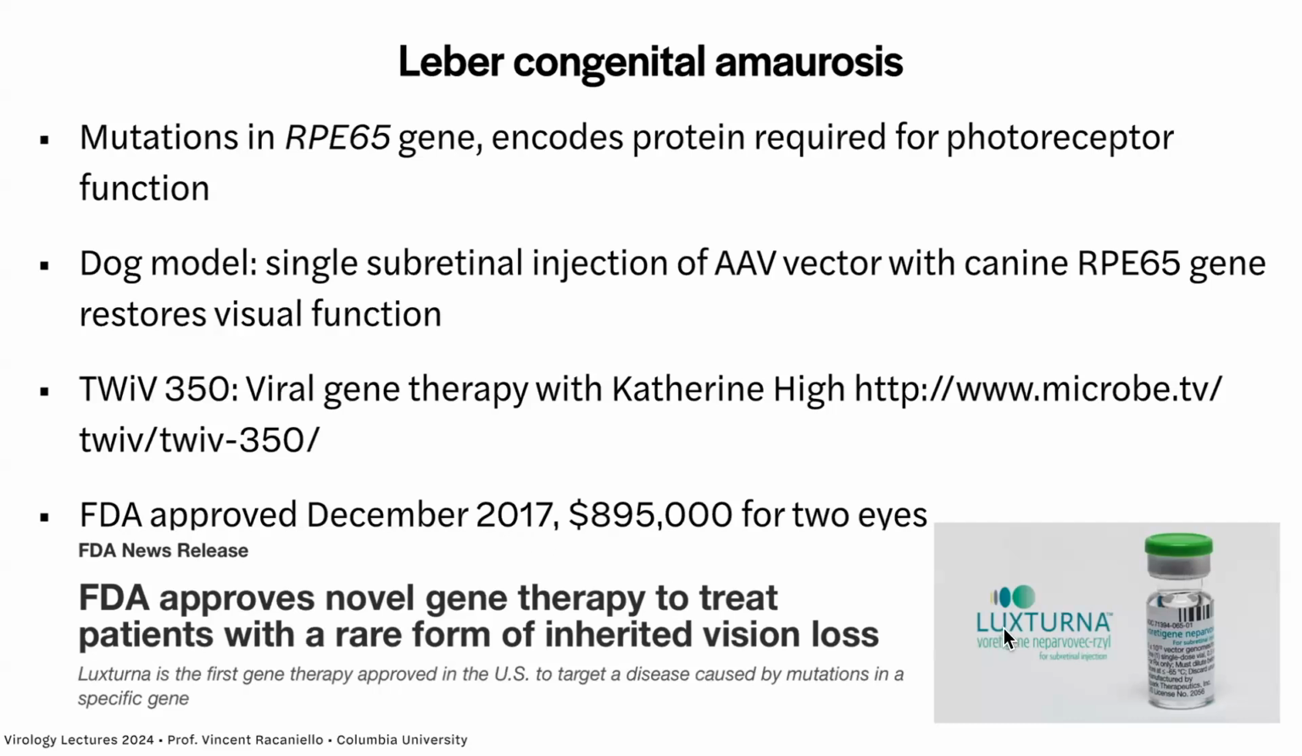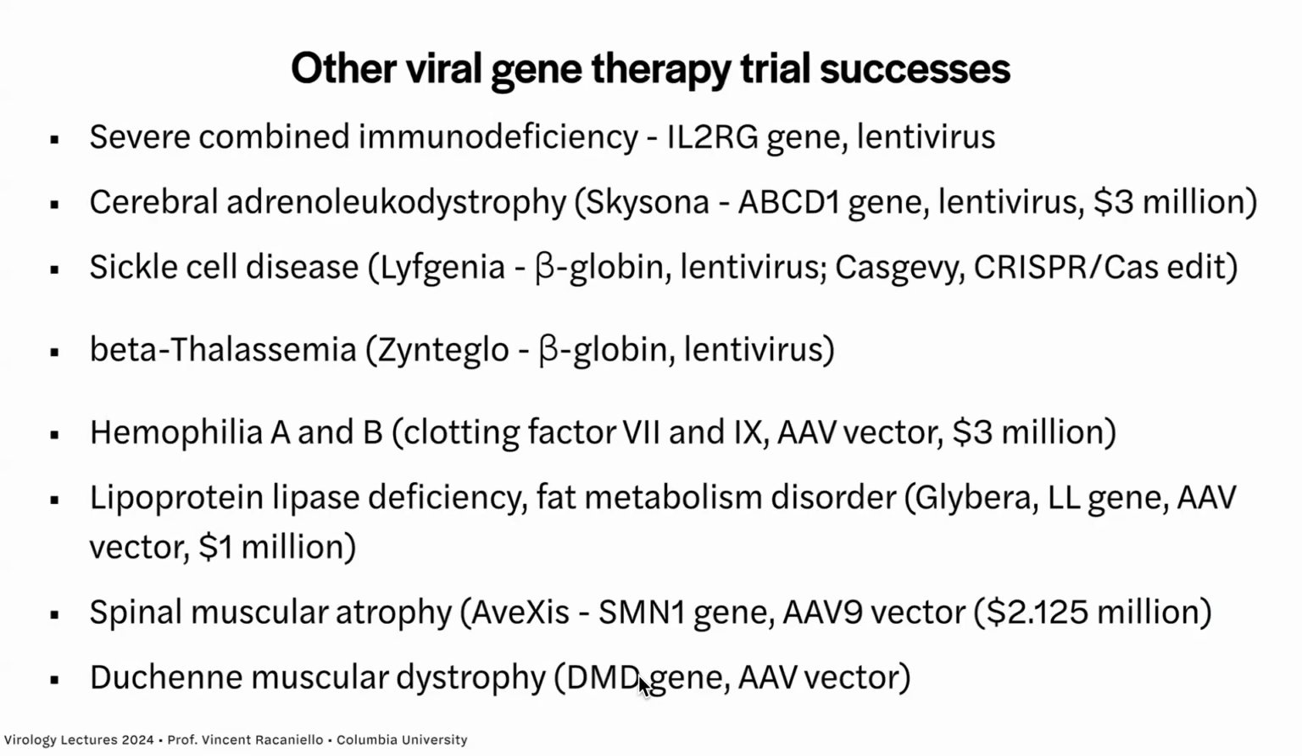It's a drug called Luxturna. It's an AAV carrying the RPE65 gene. It's $900,000 for both eyes, but these patients can see again. And I spoke with the person who did much of the development, Katherine High from the University of Pennsylvania, on TWiV 350. So that was the first gene therapy to target a disease caused by mutations in a specific gene.